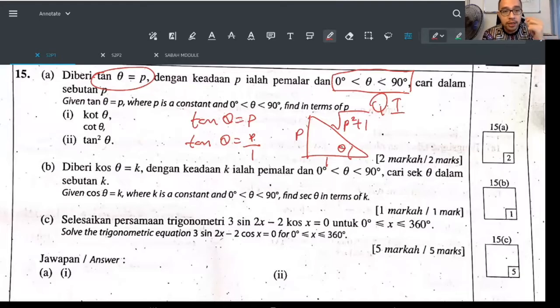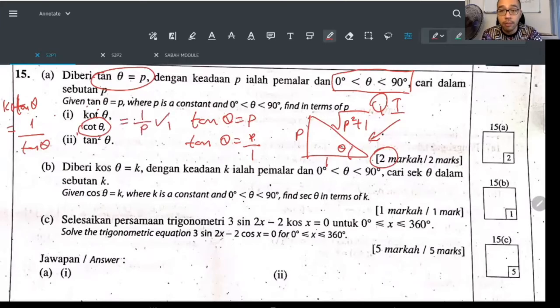But when I saw this, the first thing that I saw was that it was only 2 marks. Then I'm like, if it's 2 marks, I'm very sure that I don't need this triangle. And when I look at the question, indeed, they are only asking for cotangent. The relationship between tangent and cotangent is that it's the reciprocal. So cotangent theta equals 1 over tangent theta. And so if tangent theta is P, therefore your answer will be 1 over P. That's why it's only one mark.